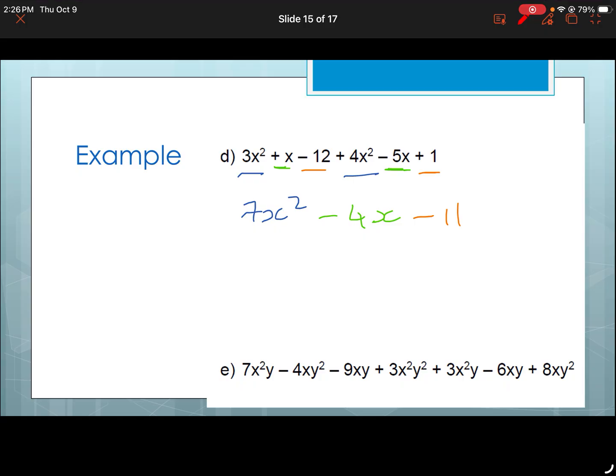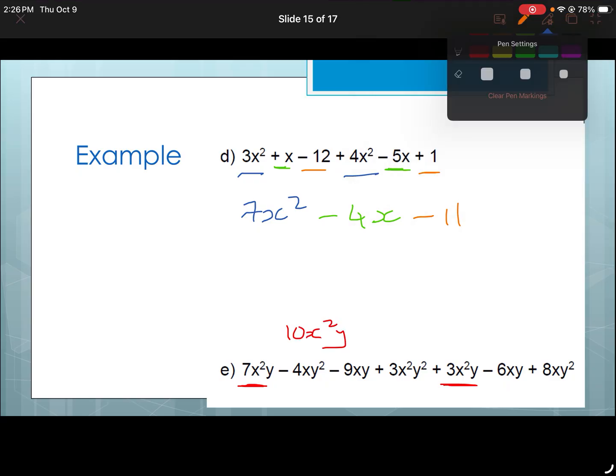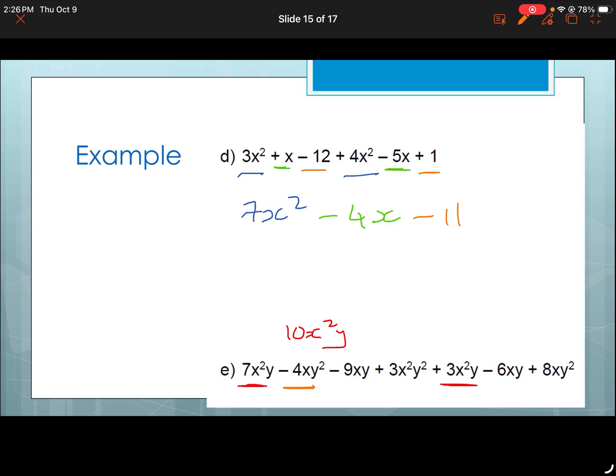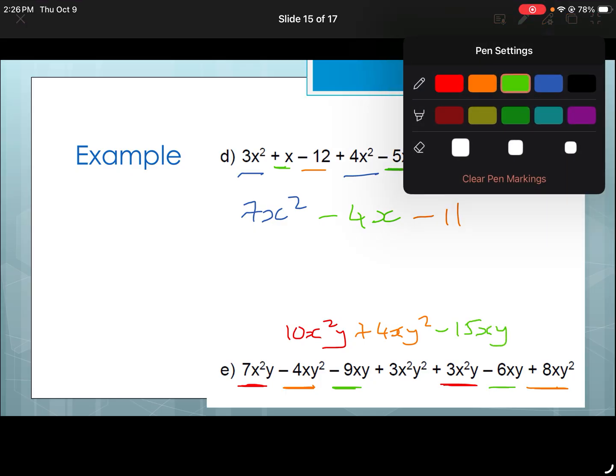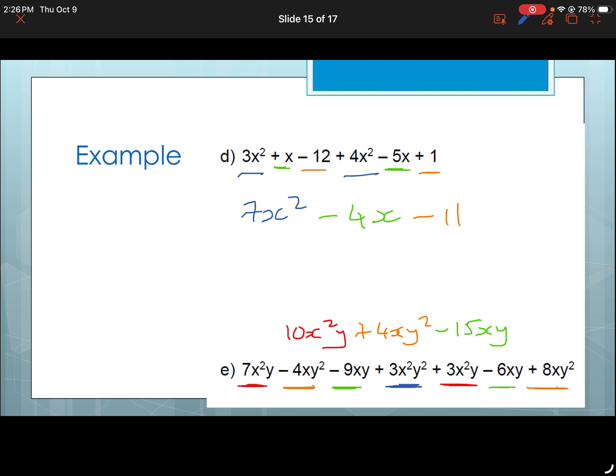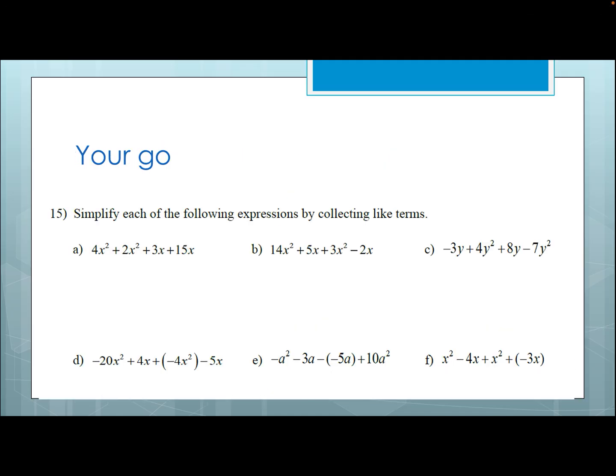So I'm just going to quickly highlight the ones that are the same. This is 7x squared y and 3x squared y. So that's 10x squared y. Then we have negative 4xy squared. Are there any other xy squareds? Yes, there are. There's a plus 8xy squared, so that's plus 4xy squared. Then there's a negative 9xy and a negative 6xy. That's negative 15xy. And then we have, finally, the plus 3x squared y squared, where there is nothing else. So it's just 3x squared y squared. Hopefully that makes sense. Have a quick go at these, and then we're done.